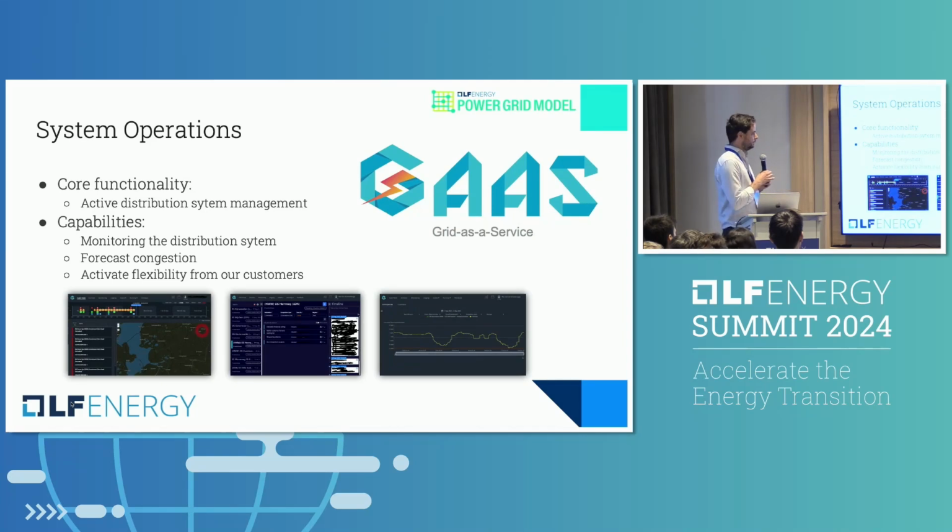So first, system operations. The core functionality of system operations is active distribution system management. And we do that with a product that we call GAS. So it's a grid as a service. And it has capabilities of monitoring the distribution system, forecasting congestion, and activating flexibility. Because, well, if you gain insight and you have a forecast, you also need to do something with that, of course, to make sure that there's some more grid capacity.